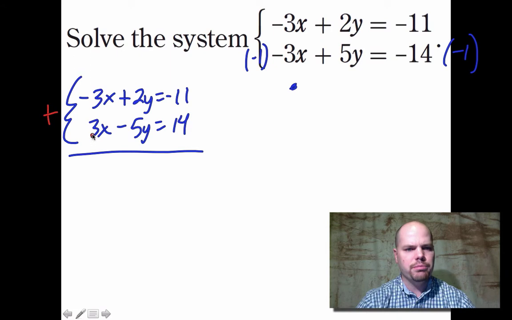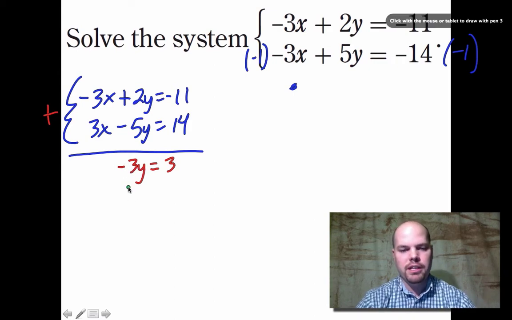So negative 3x plus 3x is gone. 2y plus a negative 5y would be negative 3y, and then negative 11 plus 14 is 3. Now we just solve this equation like we normally would. Divide both sides by negative 3.